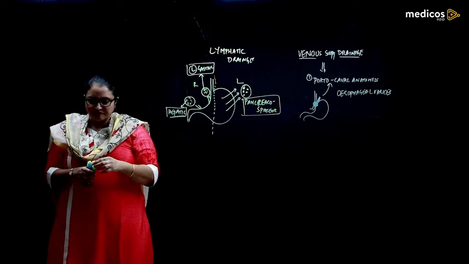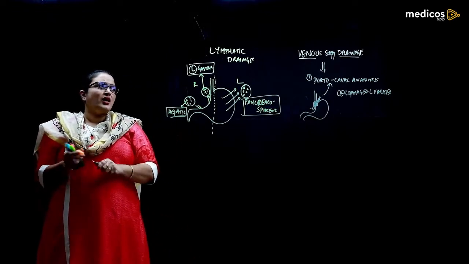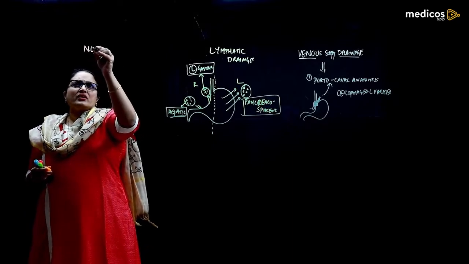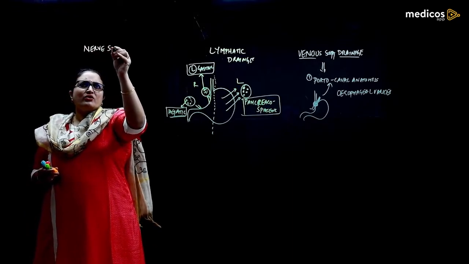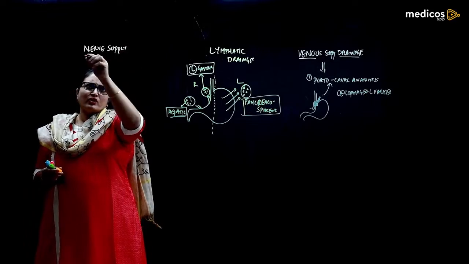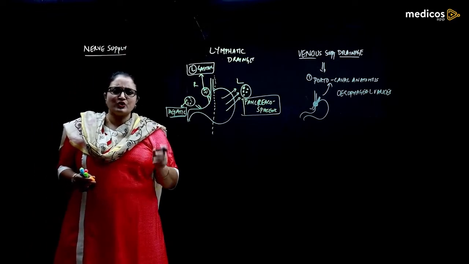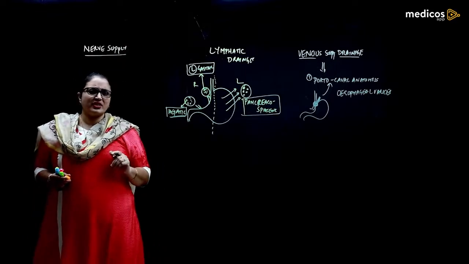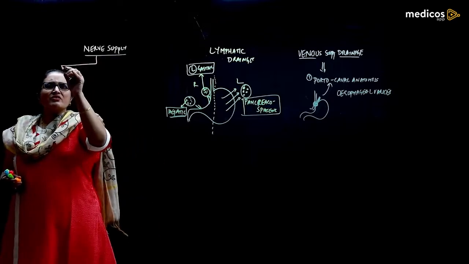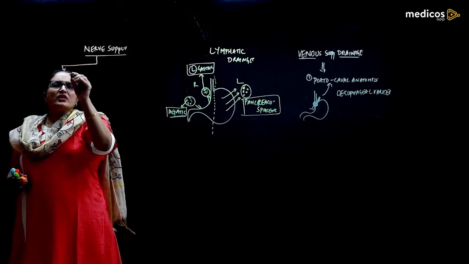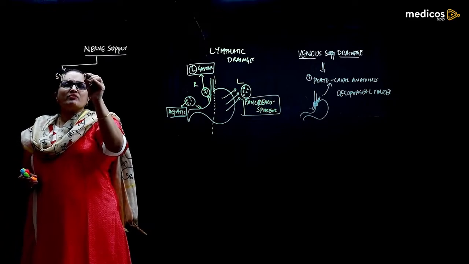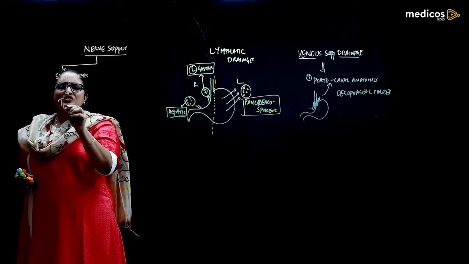Now coming to the nerve supply. You all know the viscera has to be supplied by the autonomic nervous system, yes or no? So you have a sympathetic nervous system and a parasympathetic nervous system. The sympathetic nervous system of the stomach is from the level T6 to T8.